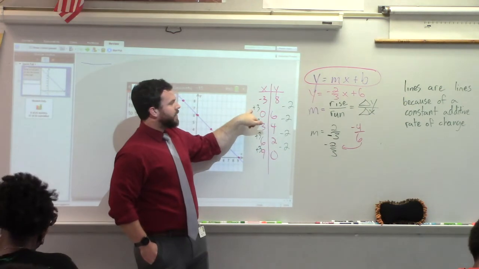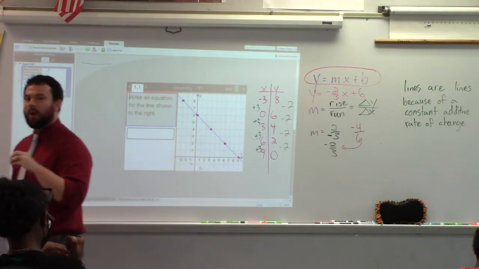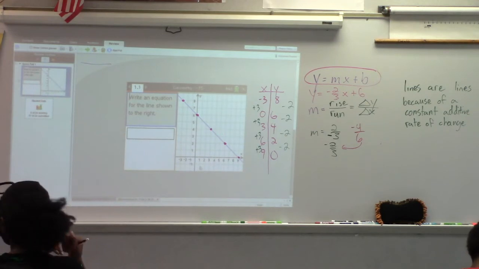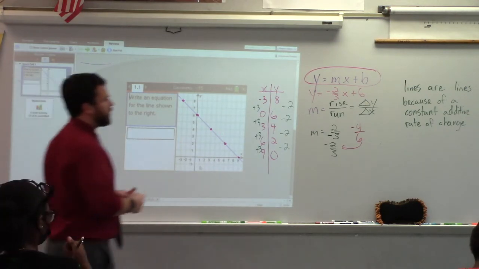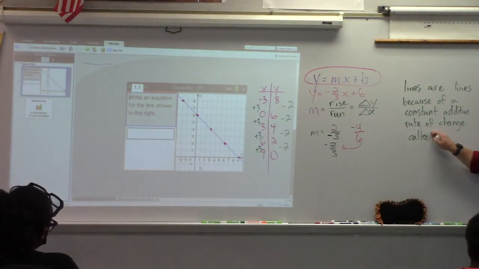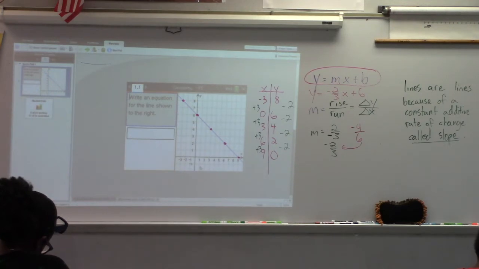So the constant additive rate of change is called the slope. Y'all talked about slope, and most of y'all probably already know that slope is what's defining the line, but why is it? Because the slope is the constant additive rate of change. Lines are lines because of a constant additive rate of change called slope. That slope is critical to understanding lines in their entirety. And that idea of slope and that constant additive rate of change will show up throughout the rest of this semester. Okay.